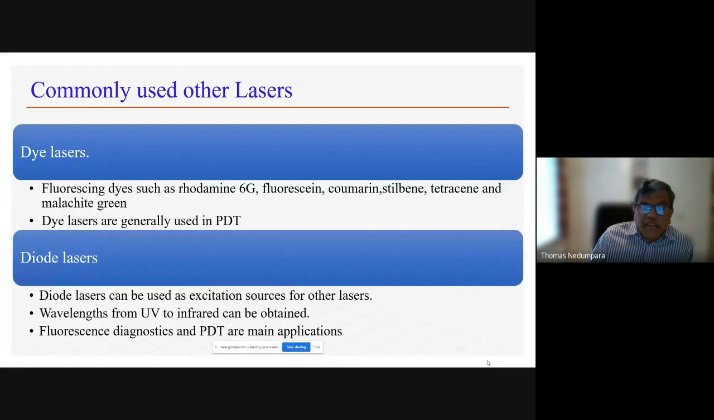Other commonly used lasers: one is the dye laser, where the lasing medium contains a dye. And dye lasers are mainly used for photodynamic therapy, which I'll explain later. Diode lasers use the same principle as an LED light. The only difference is LED light is not monochromatic, whereas diode laser is monochromatic.